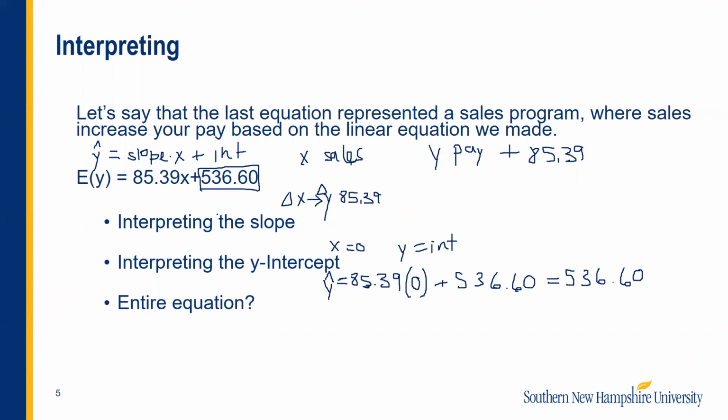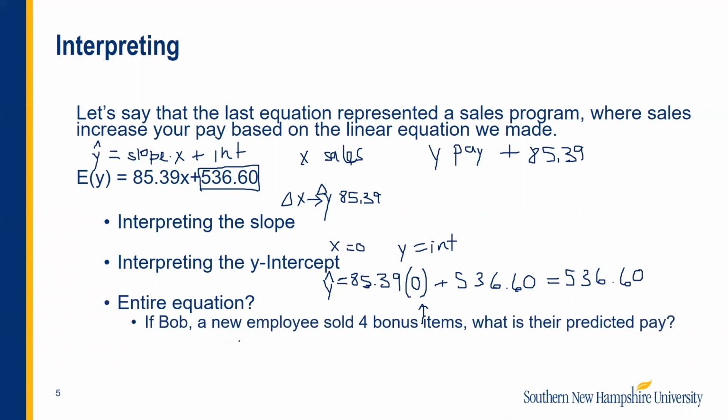Now the entire equation means that we can use this to predict any amount. Instead of this 0 I put in, we could put in any number that's within the numbers we measured. So I could check to see what happens if I have 2 sales, what happens if I have 4 sales, etc. I could see what's going to happen and predict what the pay would be.